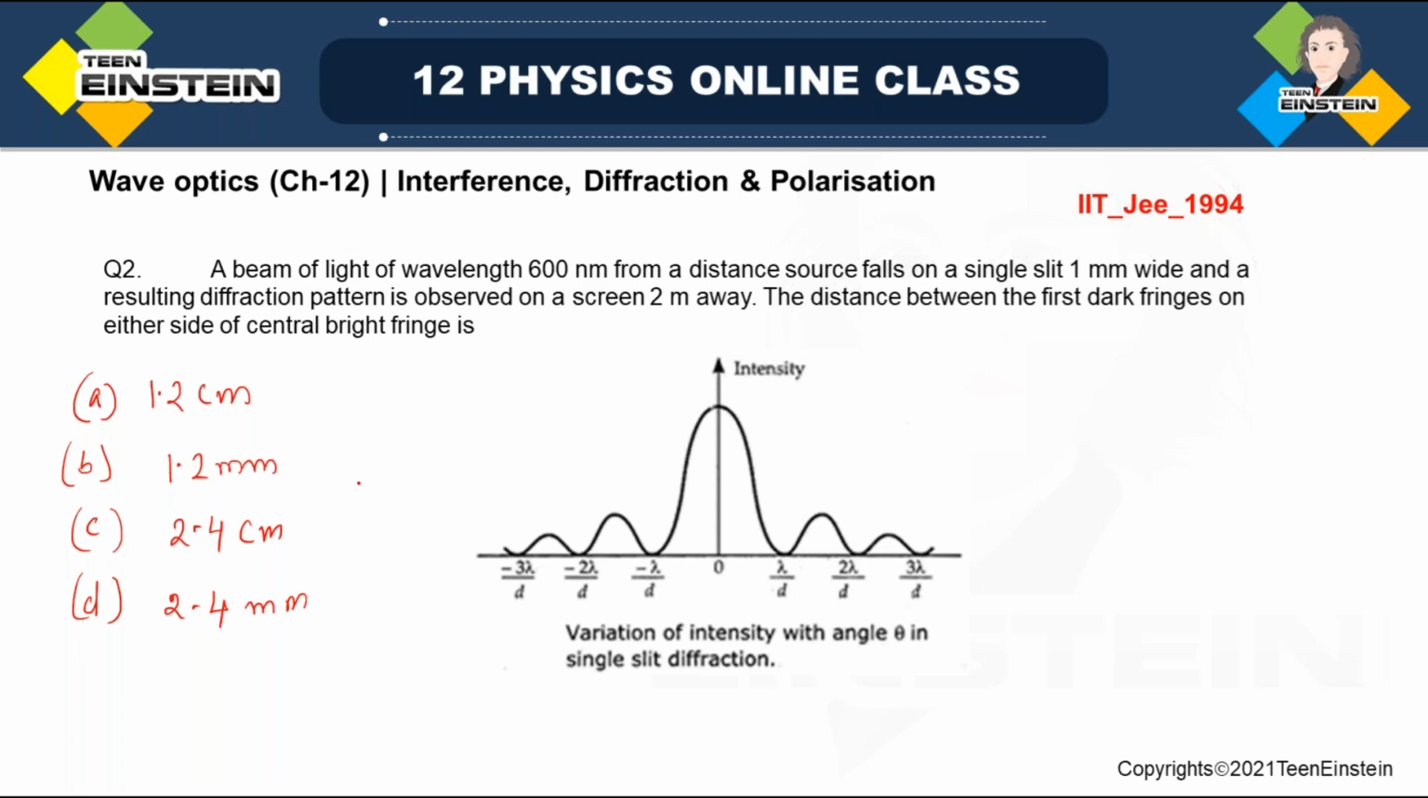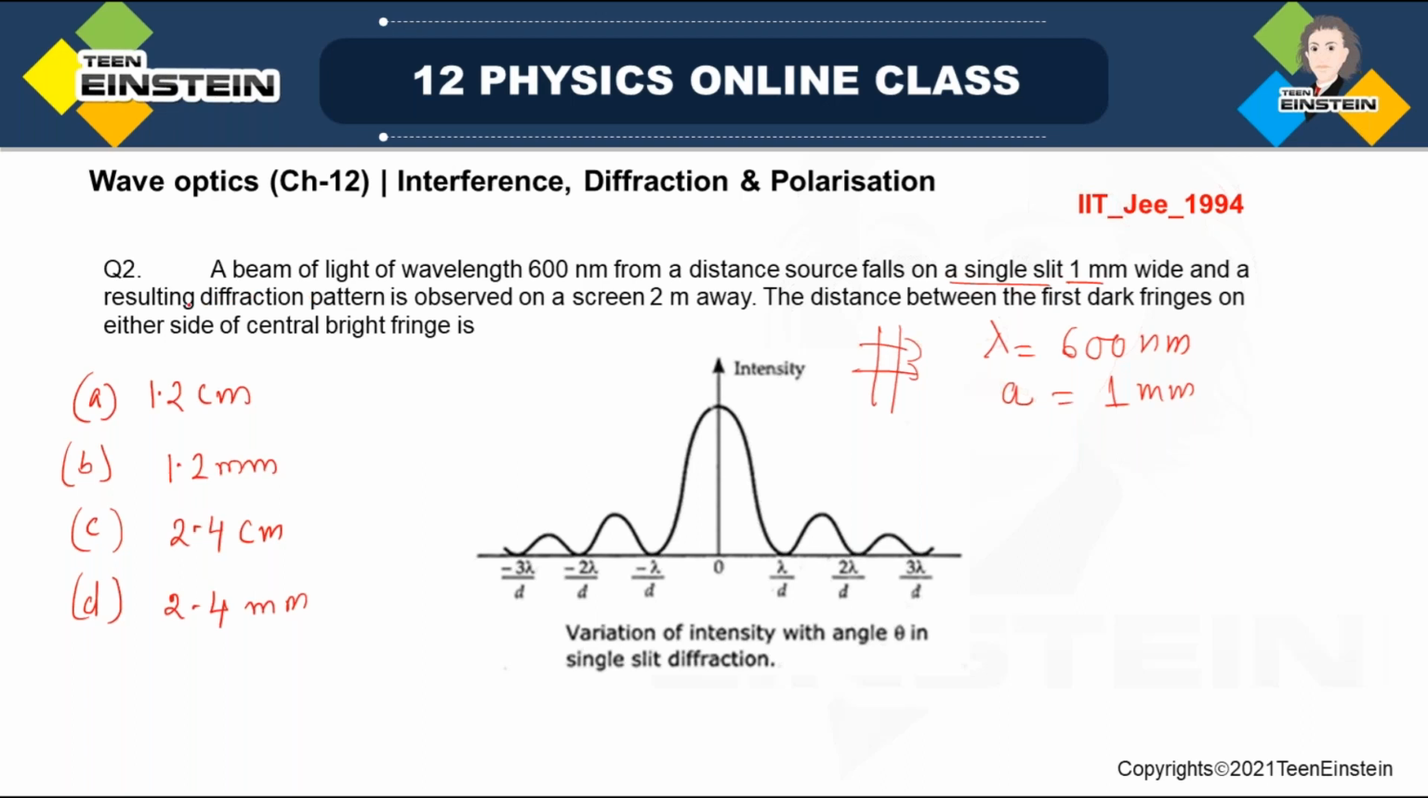Let us now read the question. A beam of light of wavelength lambda, 600 nanometer, from a distant source. Distant source means you have got a plane wave front, that means the front of a diffraction. It falls on a single slit of 1 millimeter wide, that means a is equal to 1 millimeter.